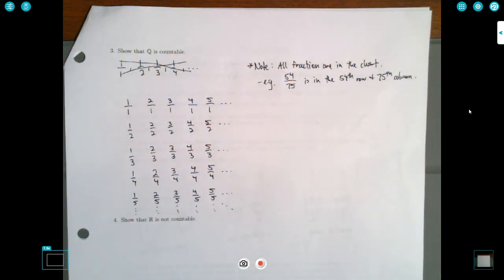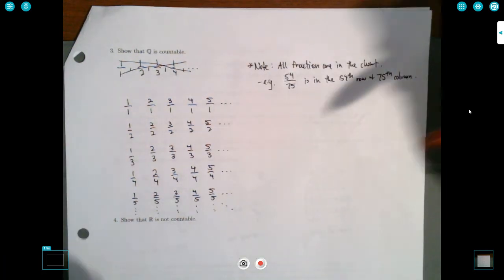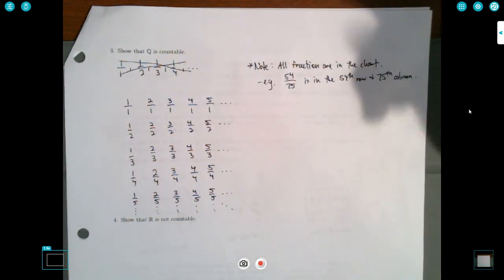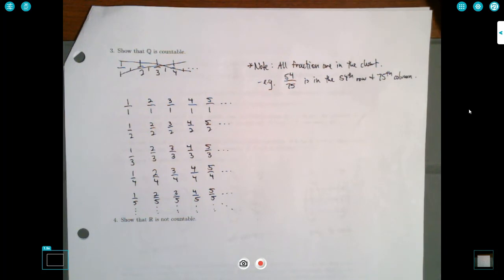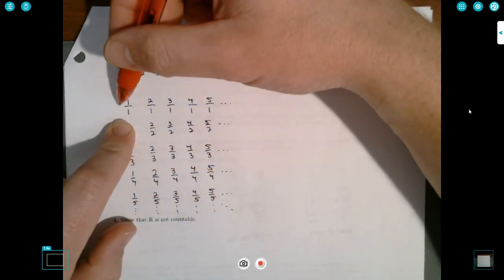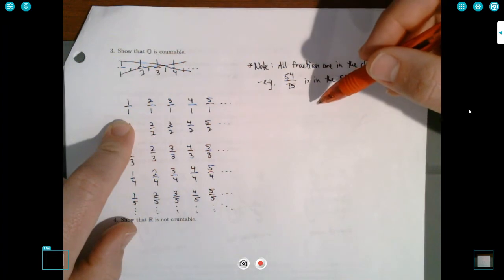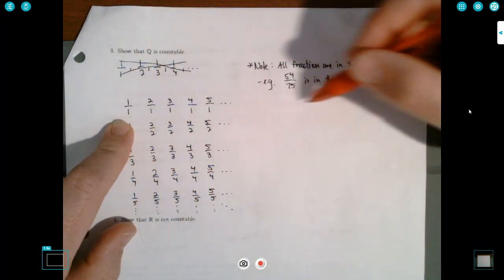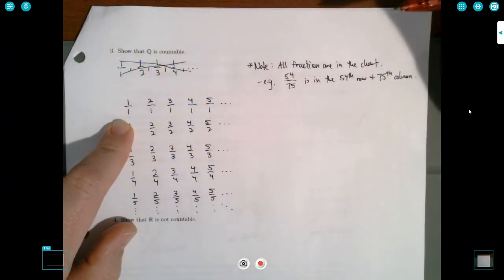Now the question is, how do we make a list out of that? Because this isn't a list, this is a chart. This is like a two-dimensional list. How do we make a one-dimensional list out of it? Well, here's how. Your first inclination might be, well, I'll just start in the top row and I'll go all the way to the end of the row. But the problem with that is that you're never going to get to the end of the row, right? It keeps going on and on and on forever.